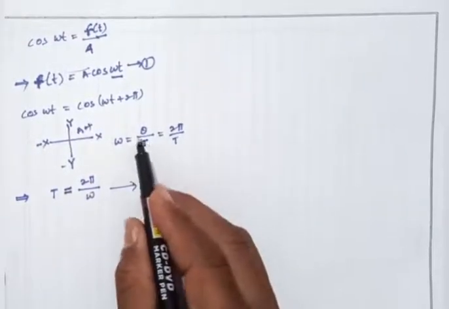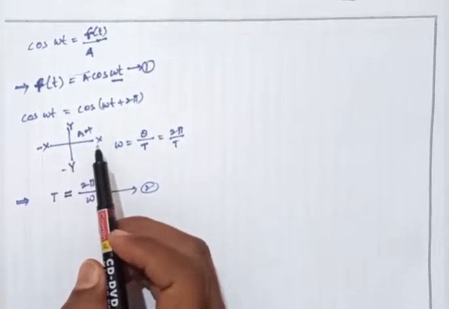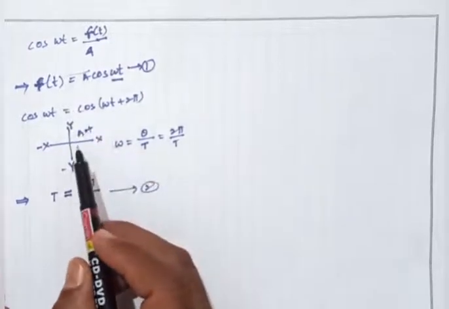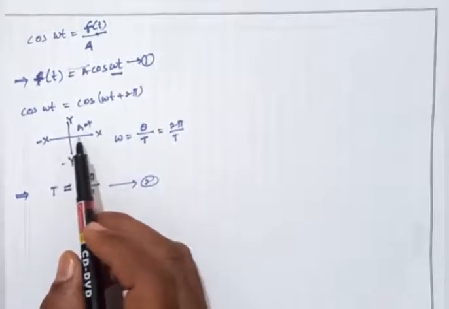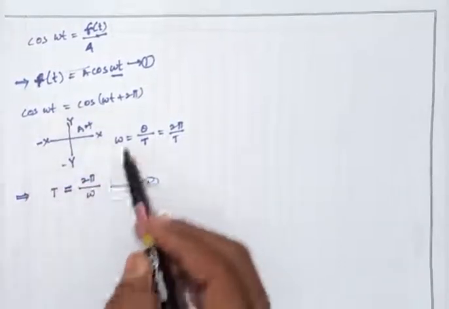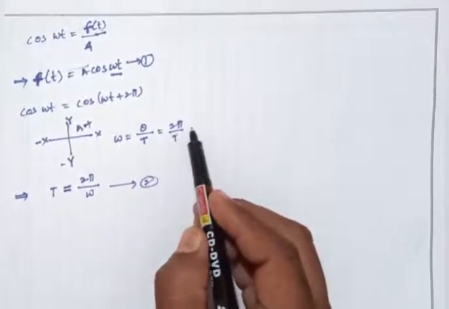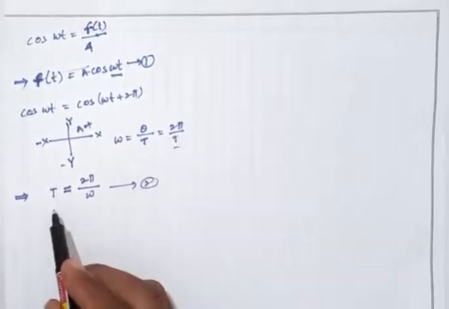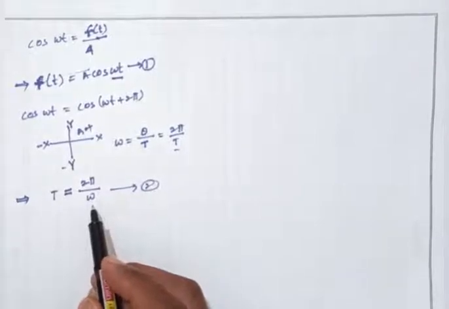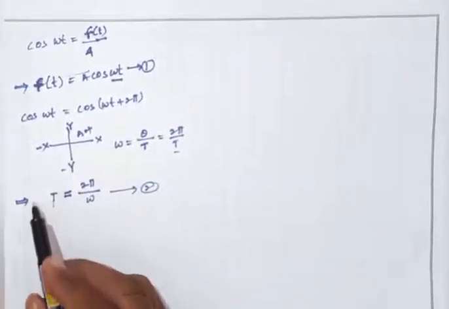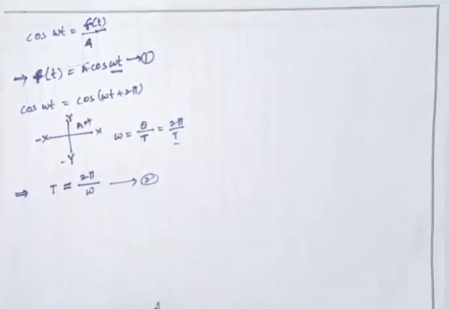For t equals 0, it is 0. For t equals T by 4, it is 90 degrees, pi by 2, and for t equals T, it is 2 pi, and again the complete uniform circular motion, so it is 2 pi. So from this equation, T equals 2 pi by omega. This is angular speed and time period, the relation between time period T equals 2 pi by omega.